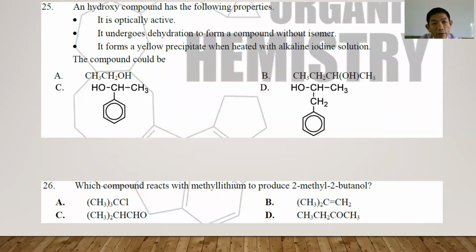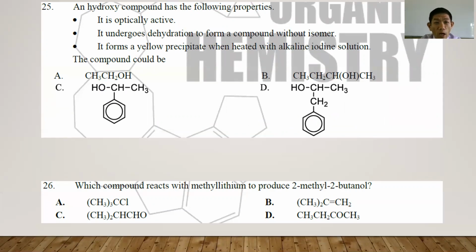Okay, the hydroxyl compound has the following properties. Number 1, it is optically active. Let's check which one is optically inactive. A, and also A only. So A is already out for our choice. And then number 2, it undergoes dehydration to form a compound without isomer.